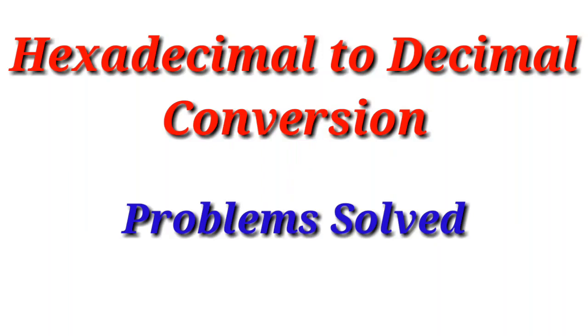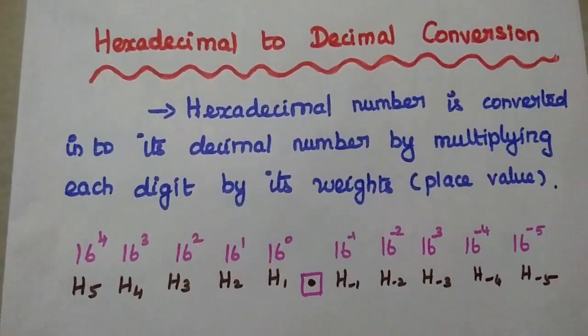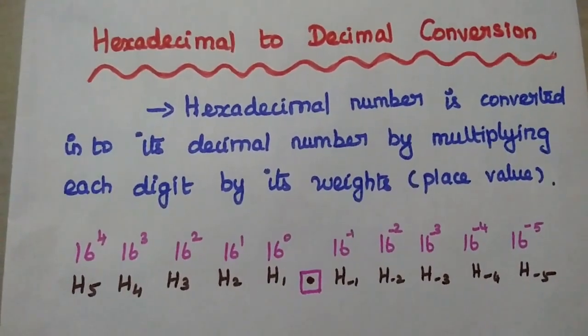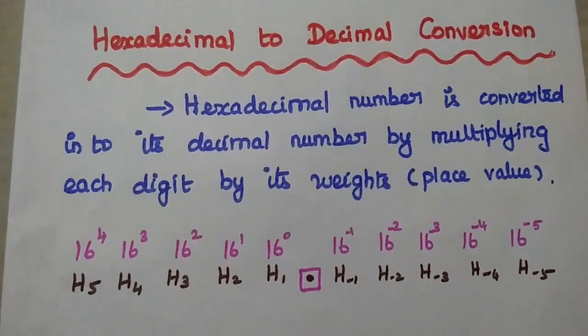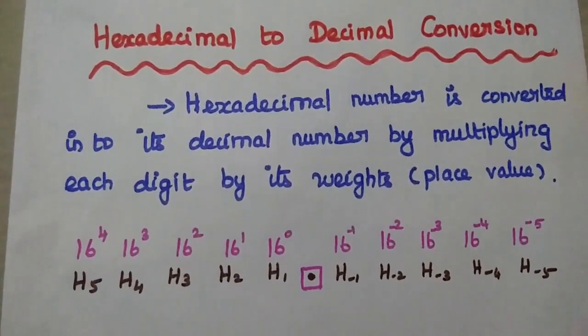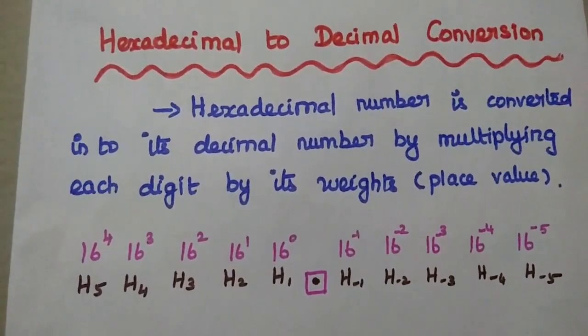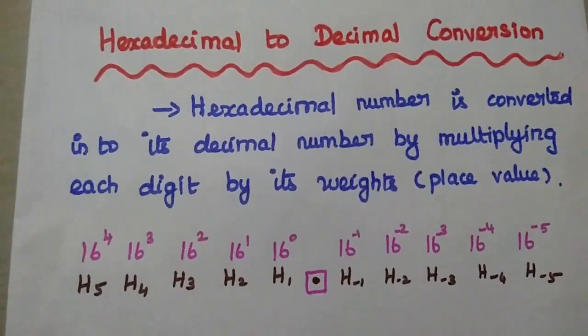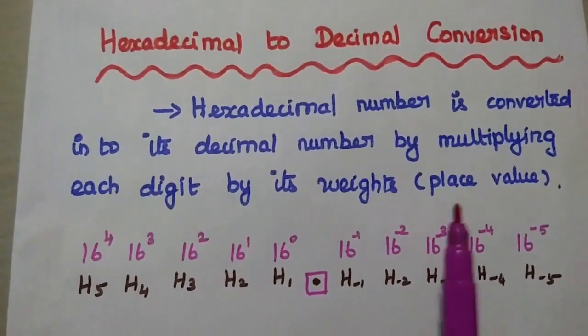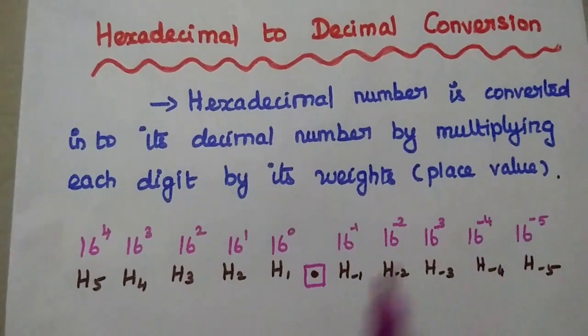Dear students, now we are going to discuss hexadecimal to decimal conversion and its related problems. A hexadecimal number is converted into its equivalent decimal number by multiplying each digit by its weight. The weight is also known as the place value.